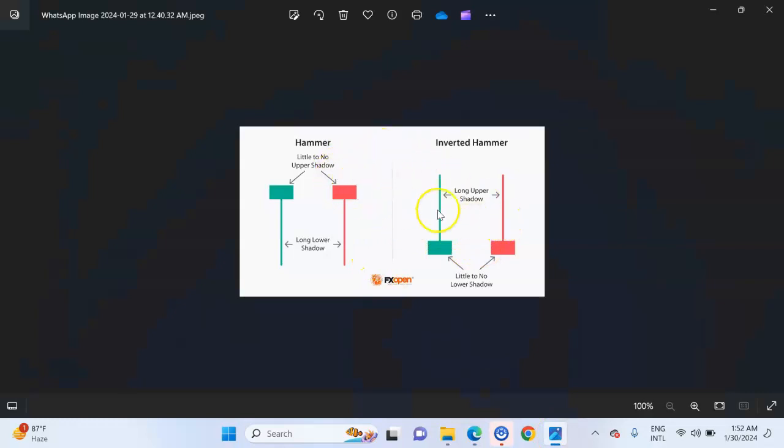So if you see this kind of candle at the area of support and this one at the area of resistance, it's pretty much telling you that the market is about to reverse, and anytime from then there could be a collapse in price.